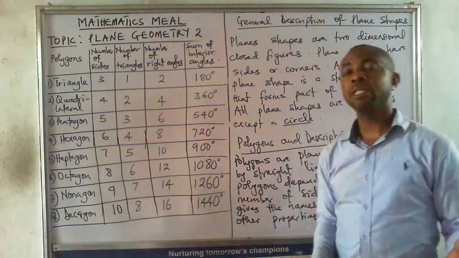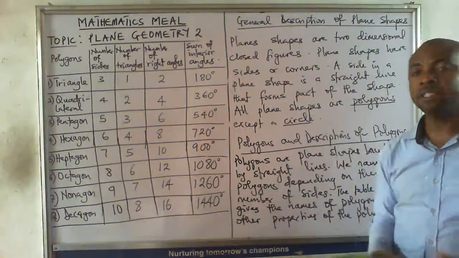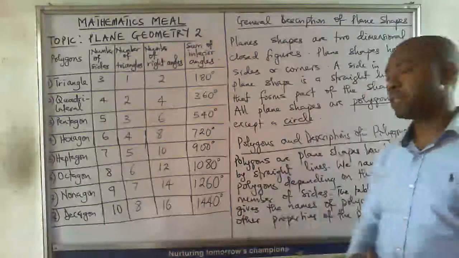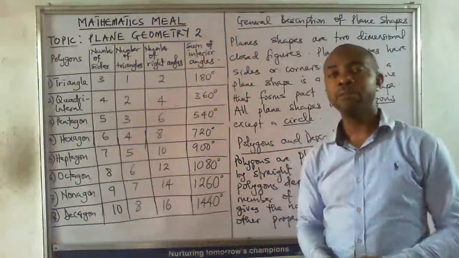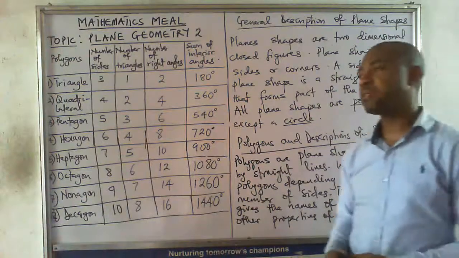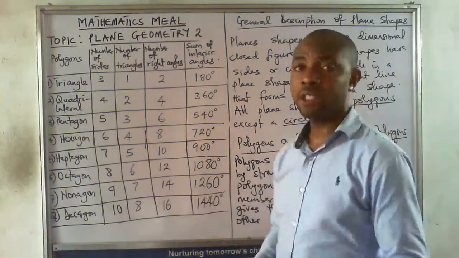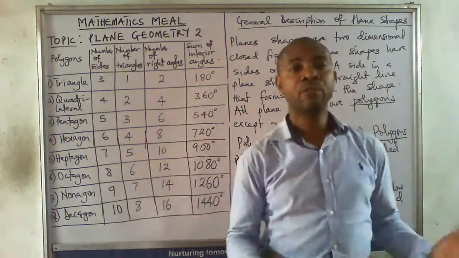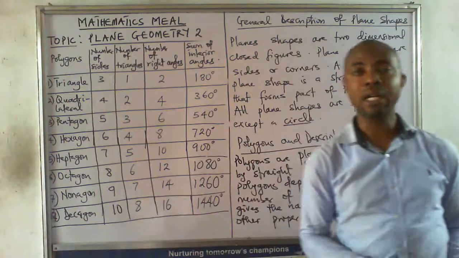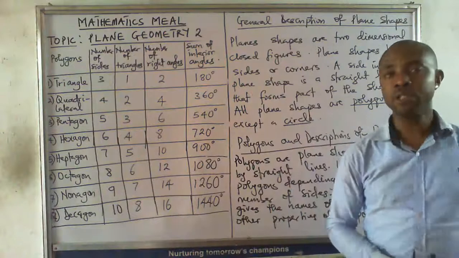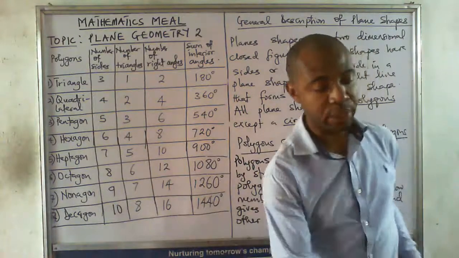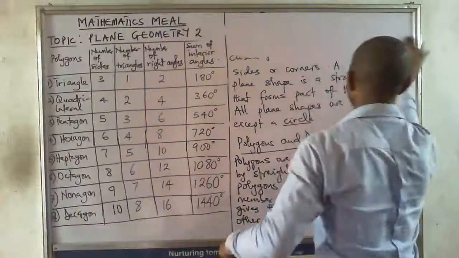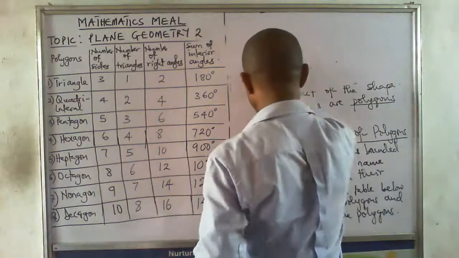Remember, we started with the meaning, that's the general description of plane geometry. Then we looked at polygons and descriptions of polygons. Then we said that the last aspect we will cover is calculations of angles in what? In polygons. And for us to do these calculations, there are important points that we need to take note of. And that's where we are going to begin. So let's start off this journey now on calculations.